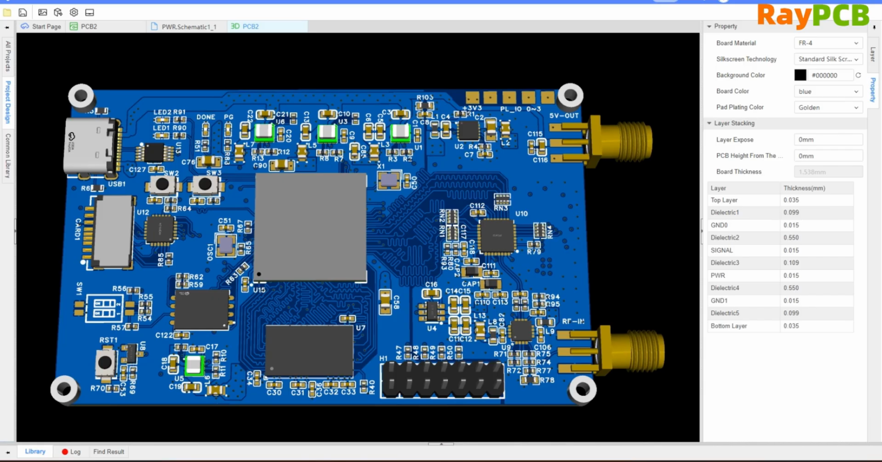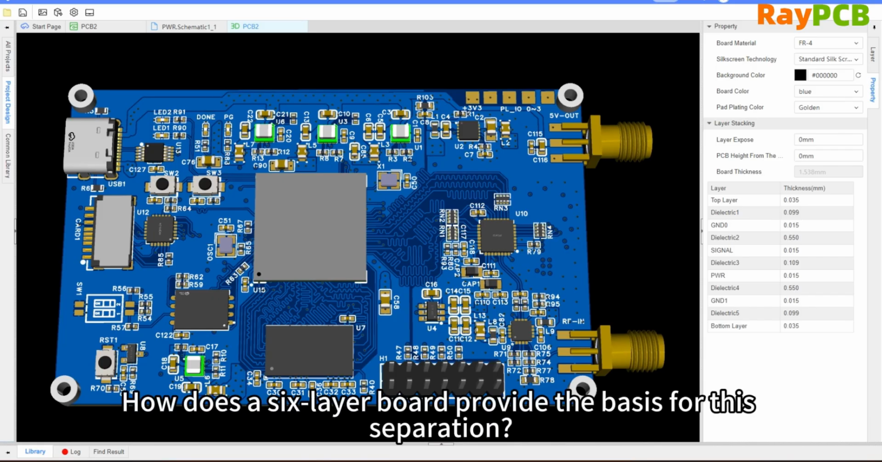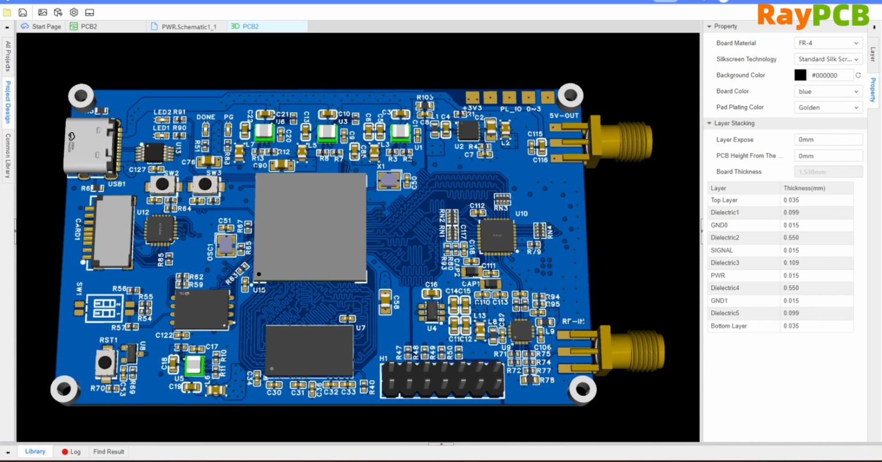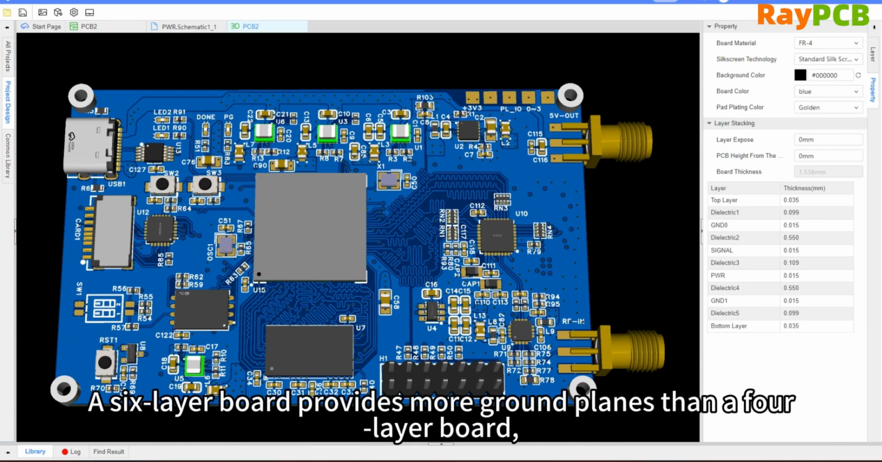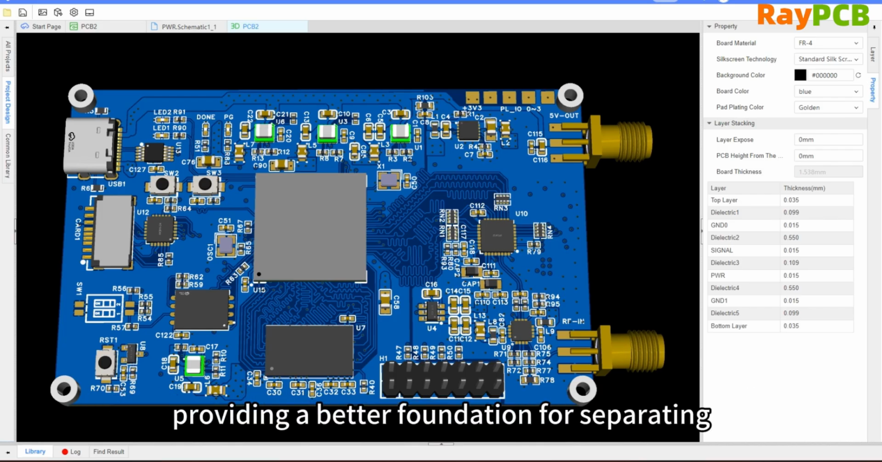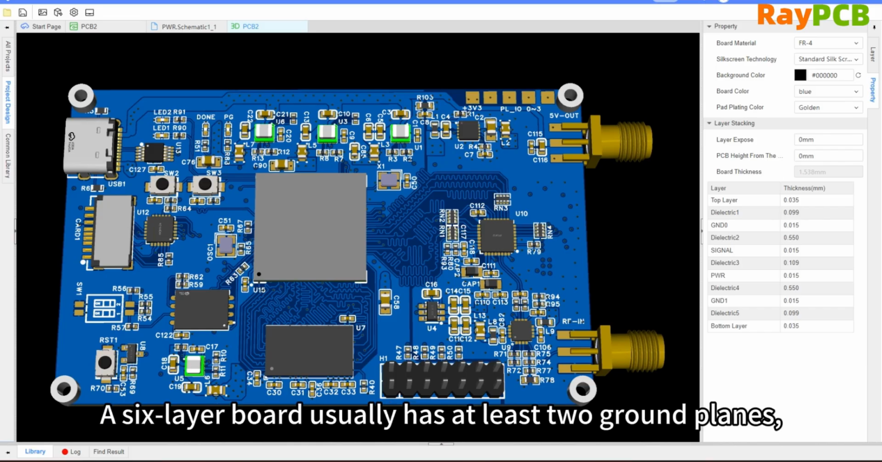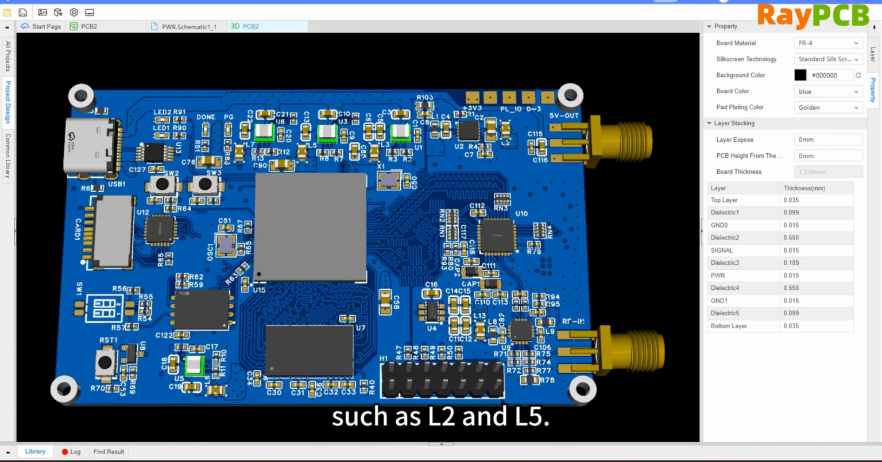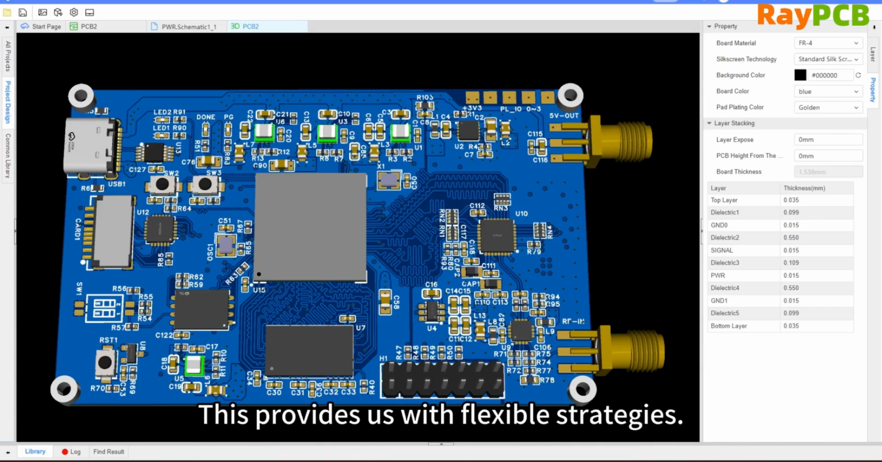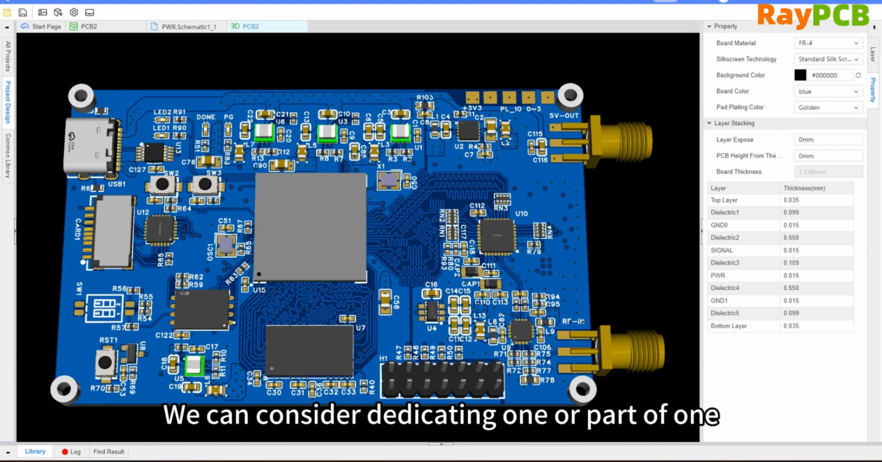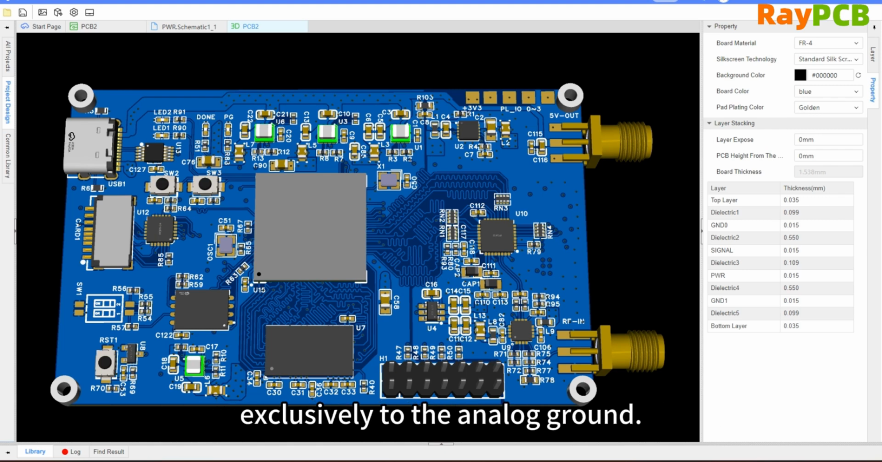So how can we lay the groundwork for this kind of separation on a 6-layer board? A 6-layer PCB provides more ground planes than a 4-layer board, offering a better foundation for separating analog and digital ground. First of all, you can have multiple ground planes. A 6-layer board usually has at least 2 ground planes, such as layer 2 and layer 5. This gives us flexibility in our design. We can consider dedicating one of them or a portion of it specifically for analog ground.